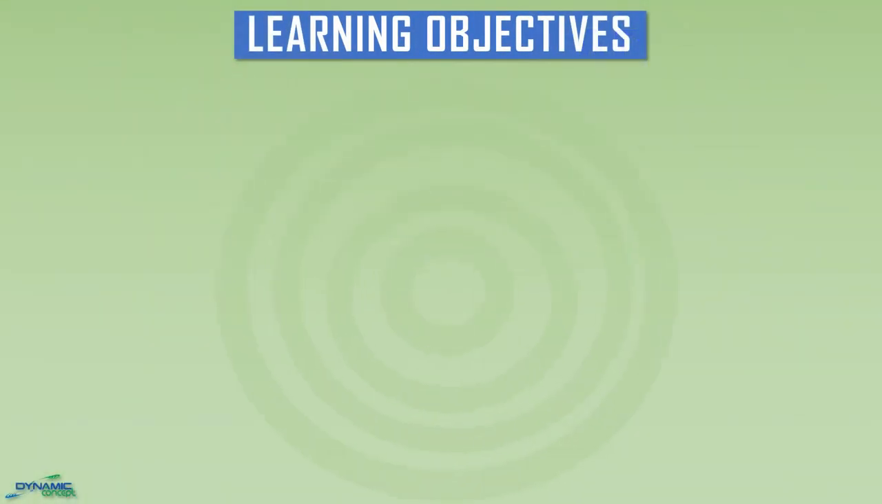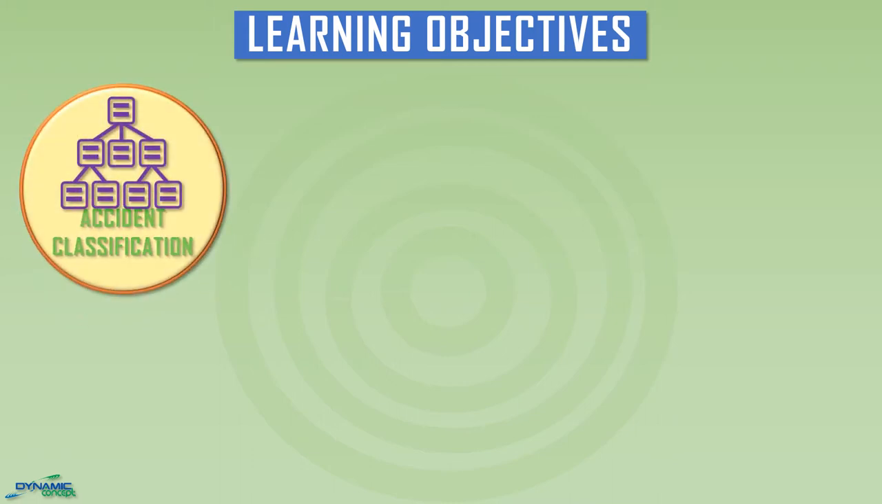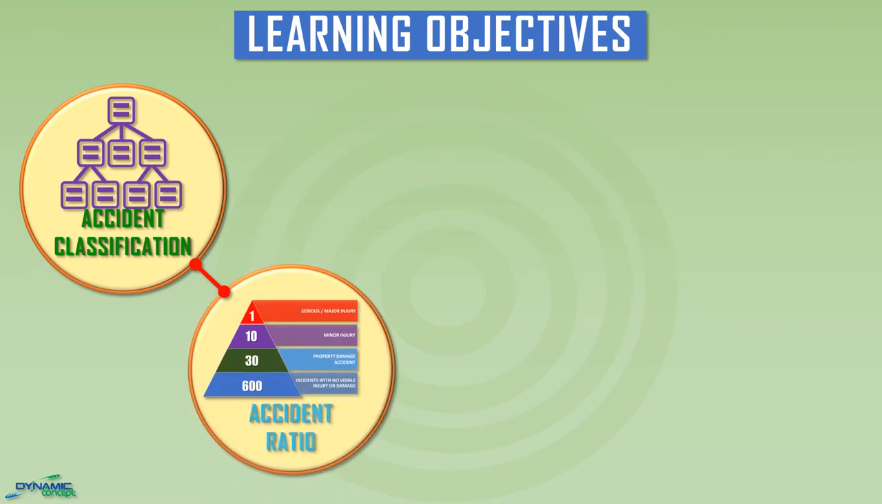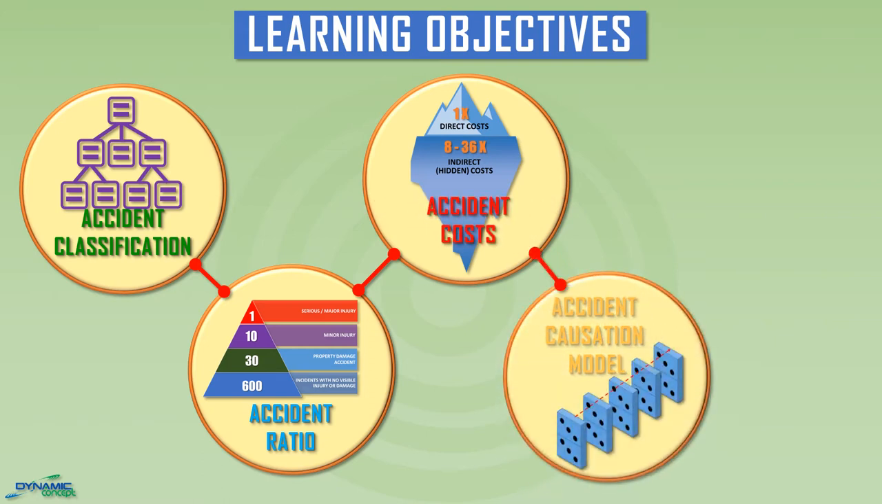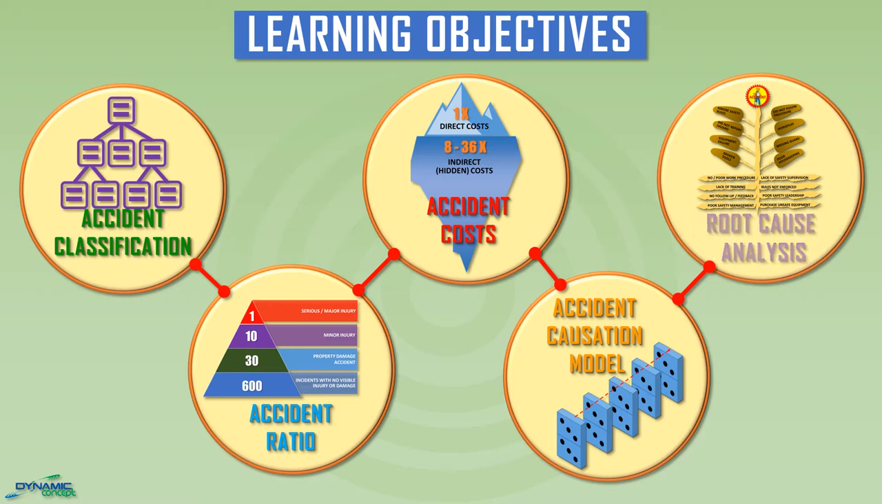By the end of this presentation, you should be able to understand how accidents and incidents are classified. What are the accident triangle and the ratio of different types of accidents? What are the causes involved in accidents? The theory of accident causation, a theory that explains how accidents happen. And the last one is root cause analysis. It helps to understand the difference between the root cause and the basic cause of an accident.